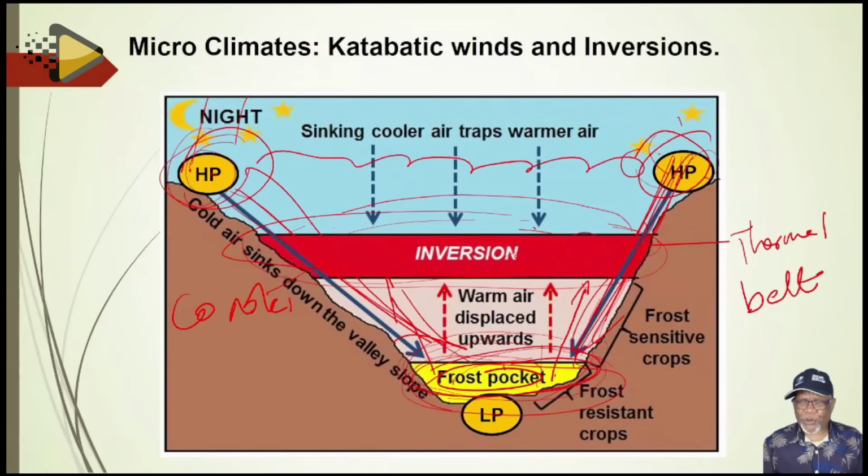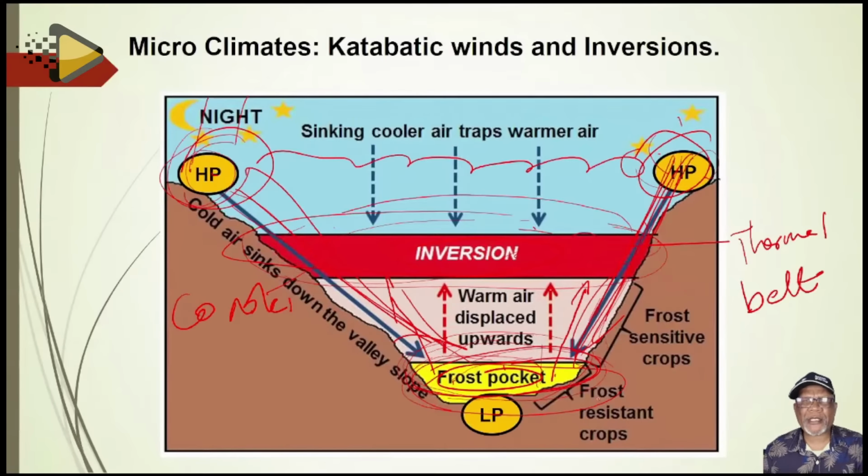Then what will this process mean? It means that because here we have a frost pocket, you cannot grow crops that will be killed by frost. At the bottom of the valley, you must plant those crops midway above the slope, above the floor, where it is warmer. And only the crops that are resistant to frost can be grown at the bottom of the valley. So that is how these climatic factors influence slope utilization.